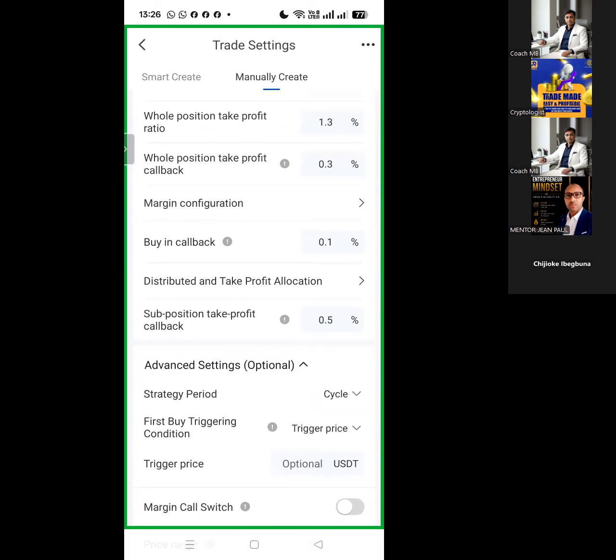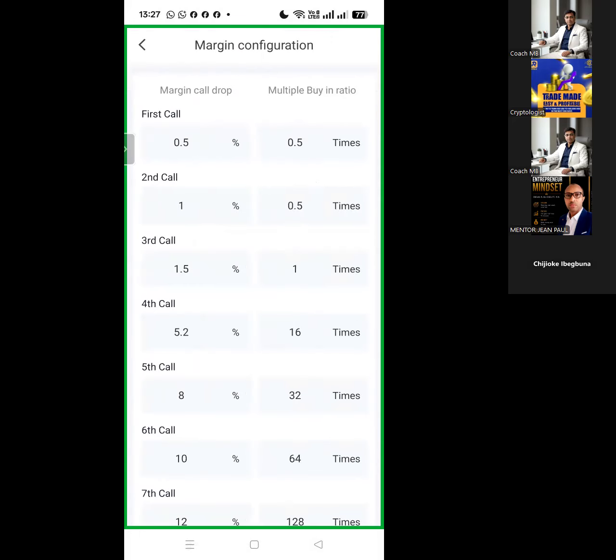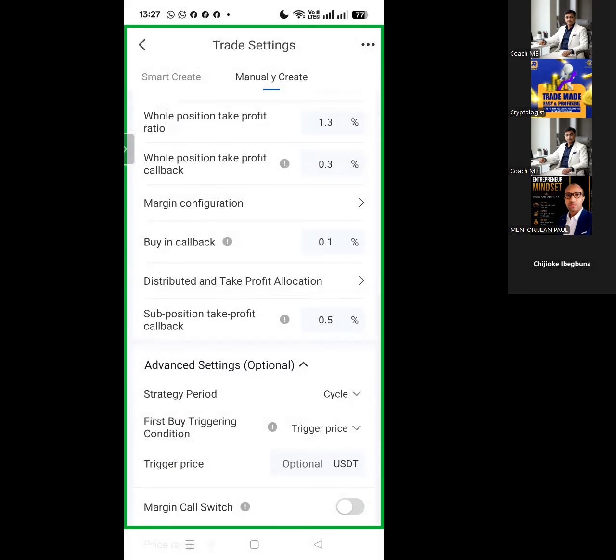Do you mean about this margin configuration, the first position drop, or somewhere else? Can you be more clear about this?